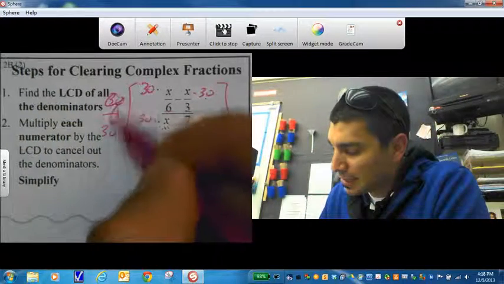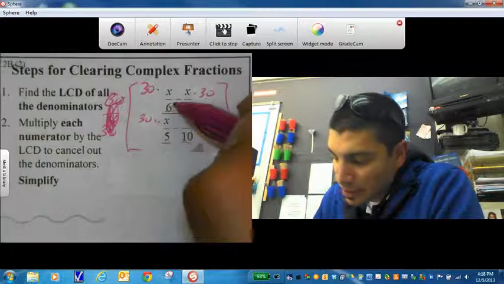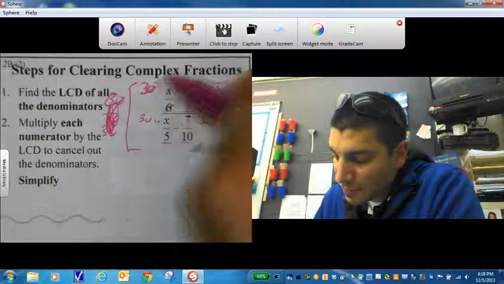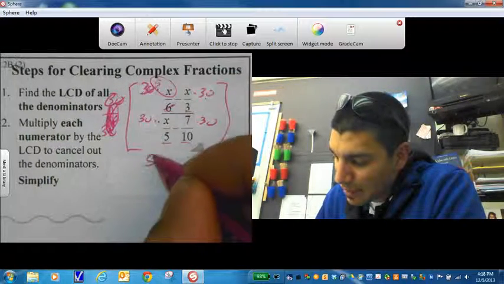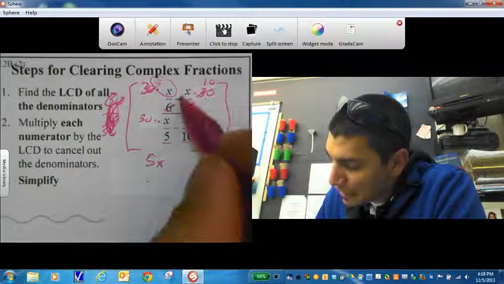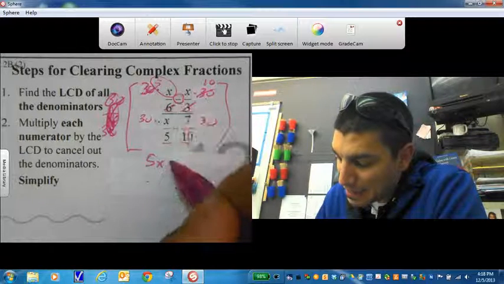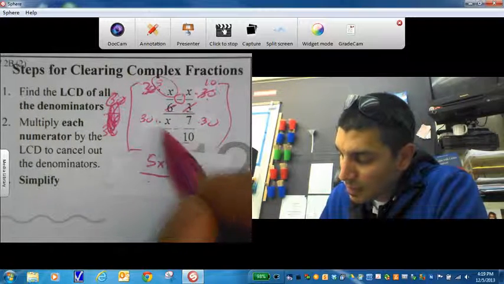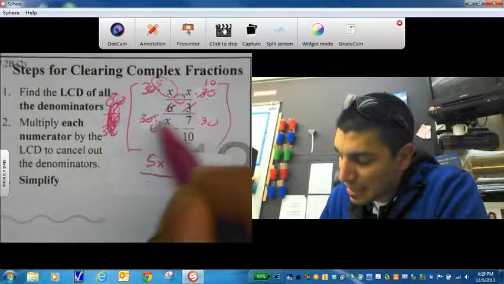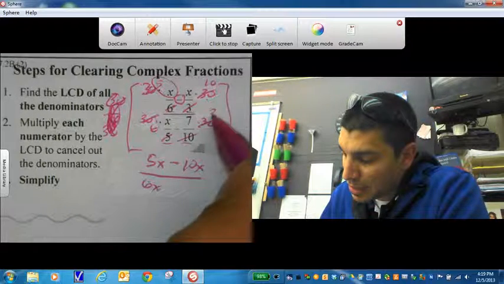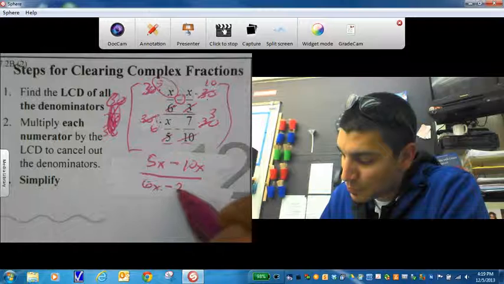Now that I've said that, see this little denominator 6? We'll do the division first. 30 divided by 6 is 5. What am I left with? 5x. 3 goes into the 30 10 times. What am I left with? Oh, don't forget, this is a minus sign. Subtract 10x. Over, do the division first. 5 goes into 30 6 times. I have 6x. 10 goes into 30 3 times. I'm left with negative 21.